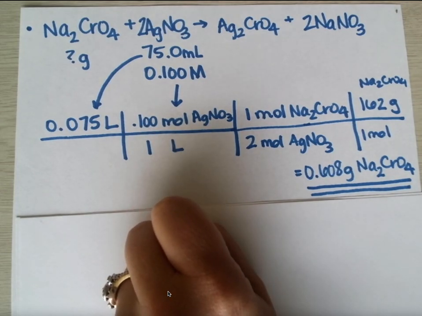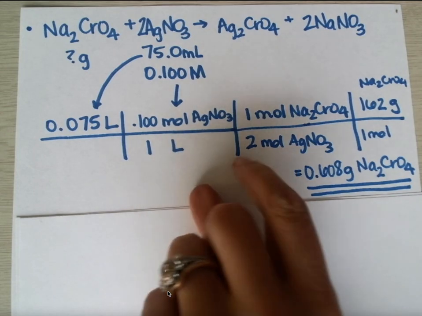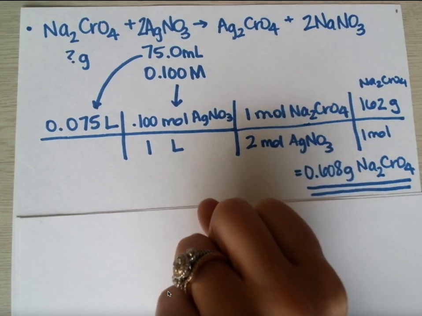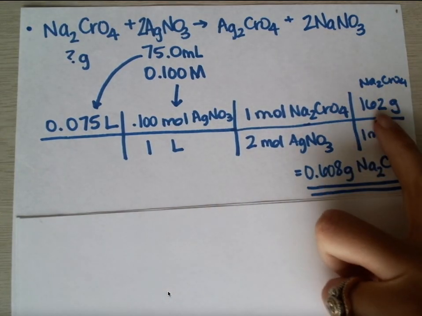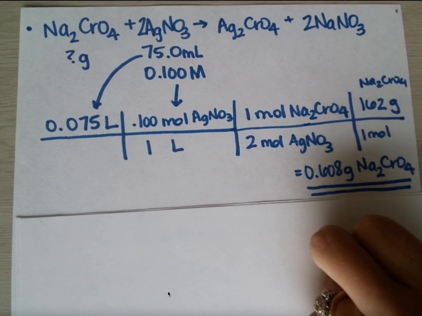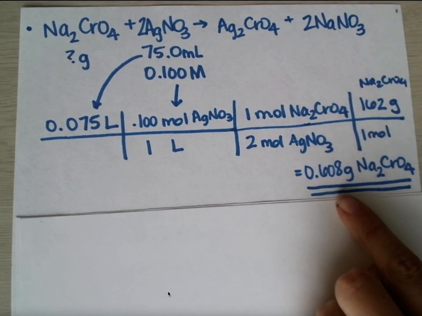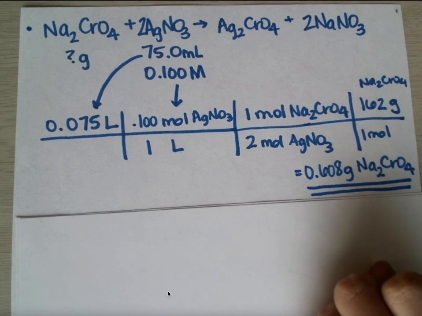Okay. Then I'm going to use my mole ratio to cancel out my moles of silver nitrate to moles of sodium chromate. And then sodium chromate happens to weigh 162 grams per mole. T-charted away, and I get 0.608 grams needed to precipitate that amount of silver from the silver nitrate.